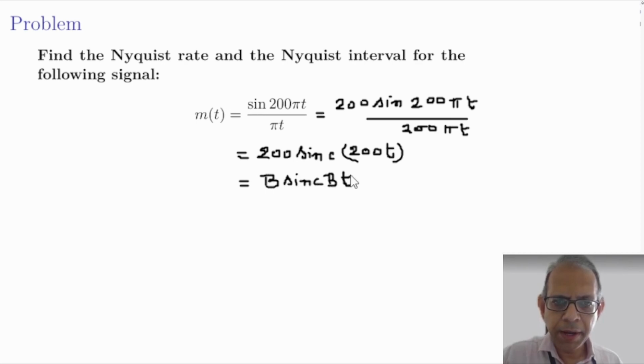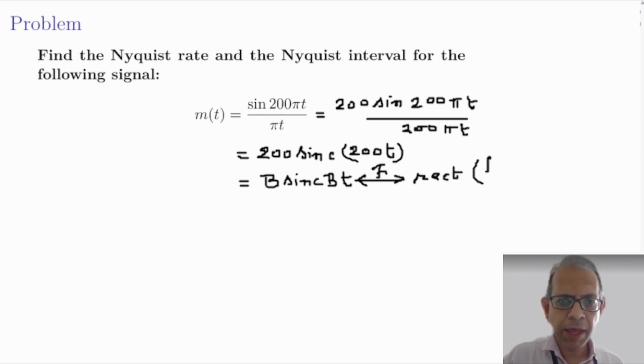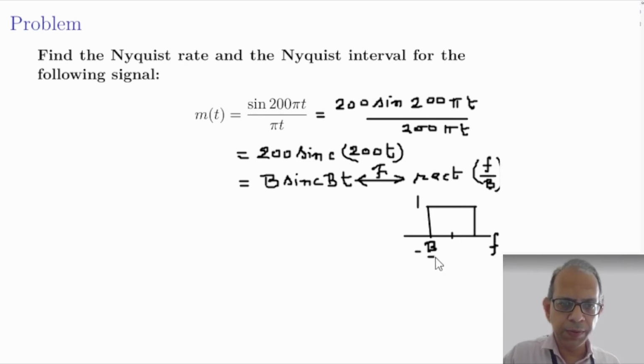Now we remember from our knowledge of Fourier transform that b sinc bt has a Fourier transform of rect f by b. And how do we sketch rect f by b? Rect f by b is a rectangular pulse of height 1, width b, centered at the origin on the frequency scale. That means it is from minus b by 2 to plus b by 2, and the height of it is 1.